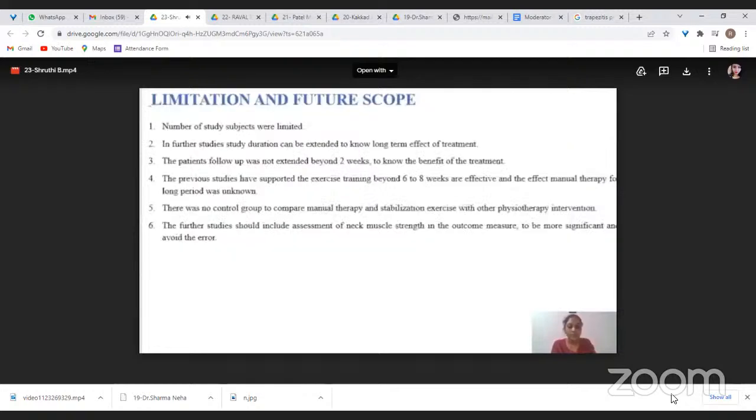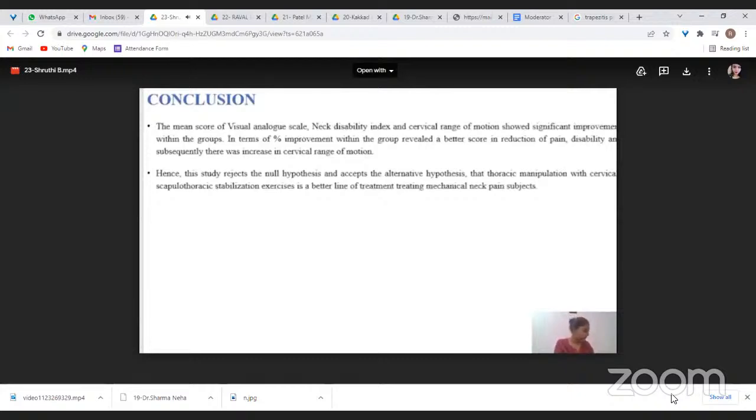The number of study subjects is limited. In further studies, the study duration can be extended to assess long-term efficacy. We can also use assessment of muscle strength as an outcome measure, which will be more significant and avoid error.